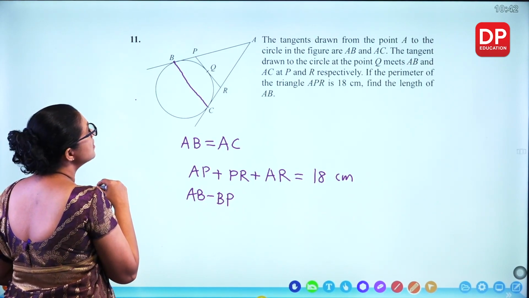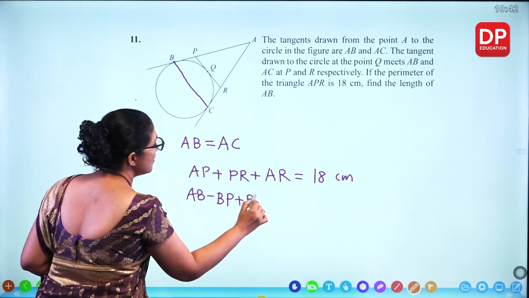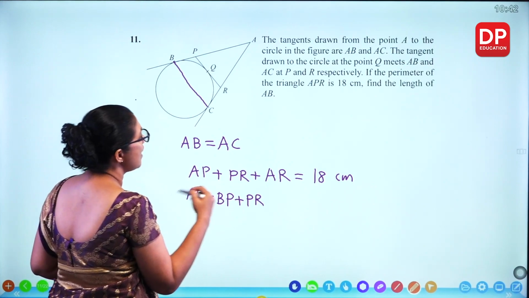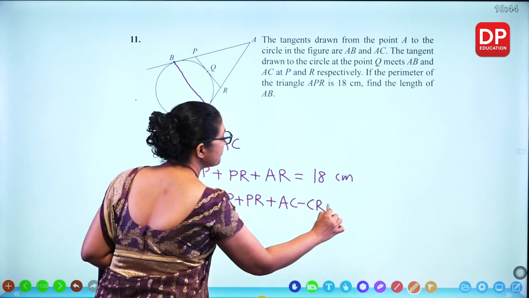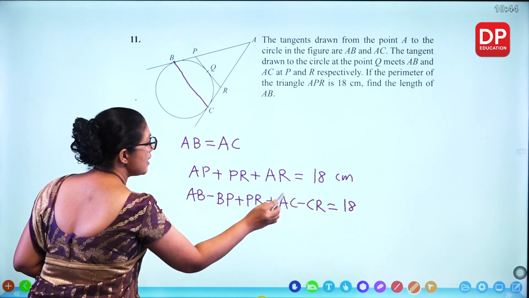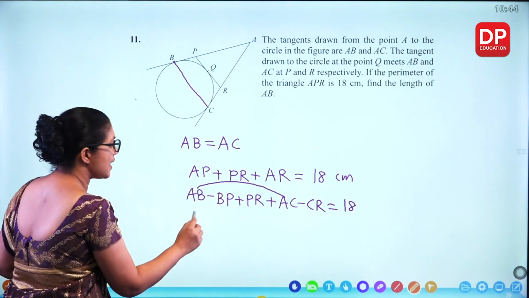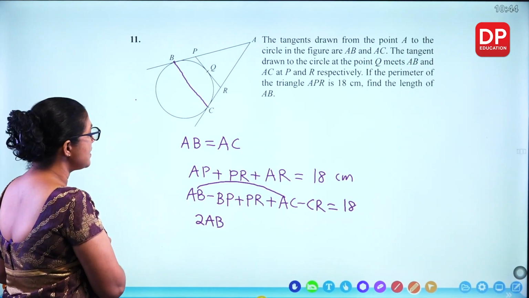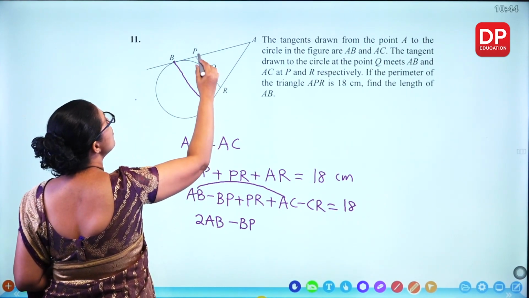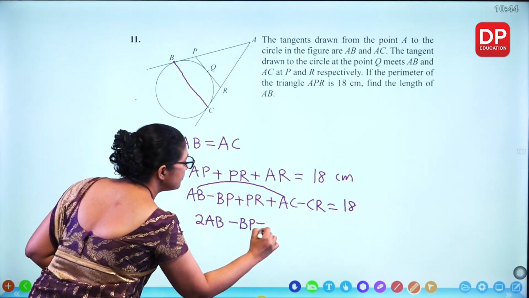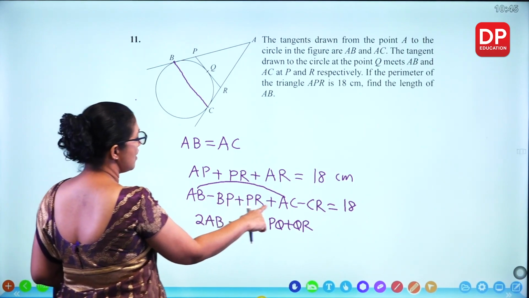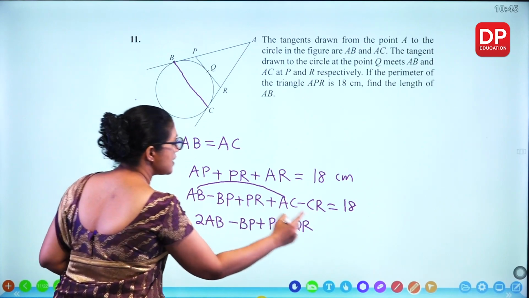PR I can write as it is. What is AR? AR I can write as AC minus CR. Now instead of AC, I can write AB. So these two I can write as AB plus AB, 2AB, and PR I can write using these two, PQ plus QR. Then how can I write this one? This one I wrote AC, this is minus CR.